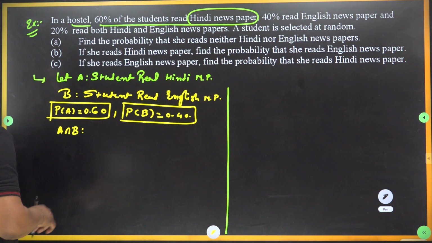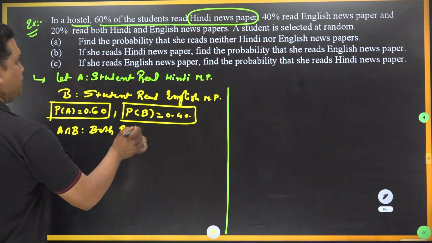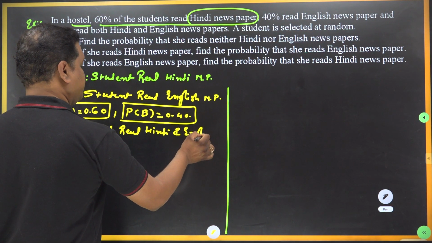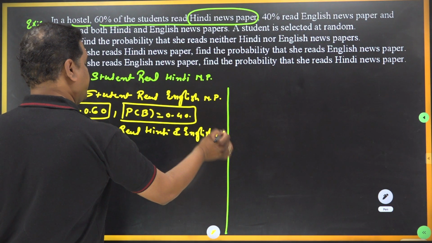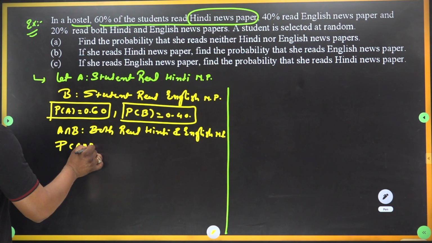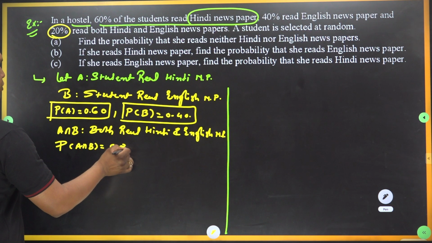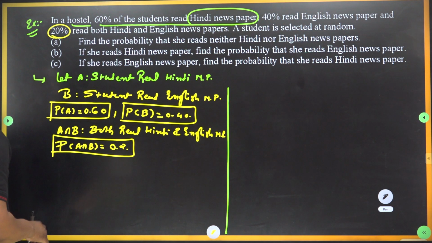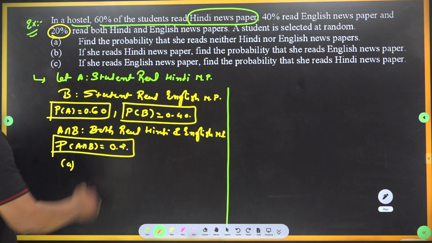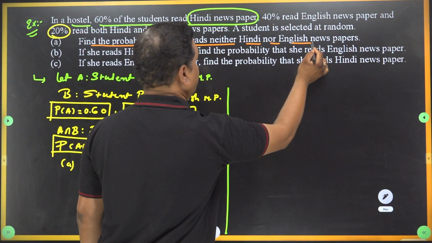A intersection B, both read Hindi and English newspaper. So P of A intersection B, that is 20%. So 0.2. Now the first question. Find the probability that she read neither Hindi nor English.